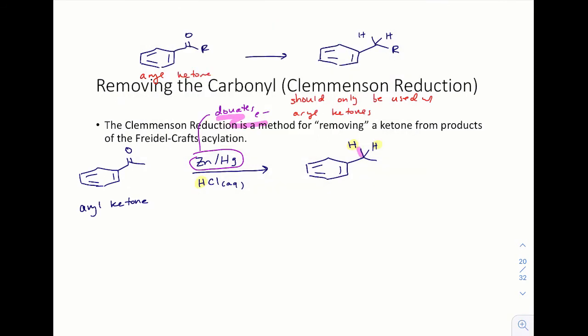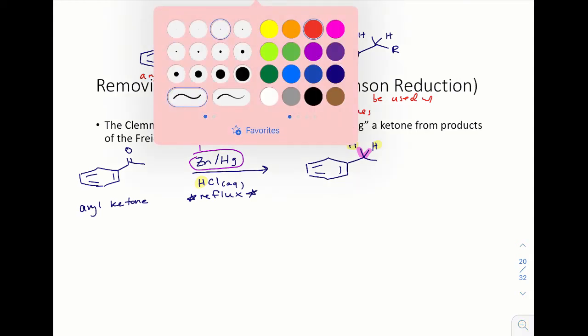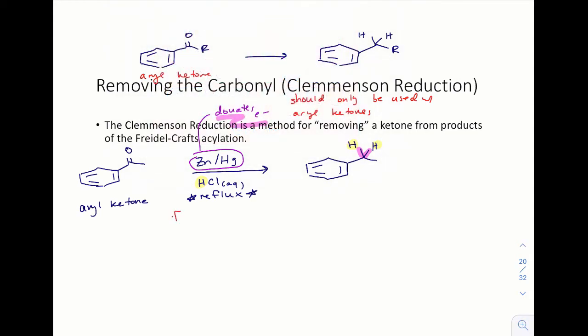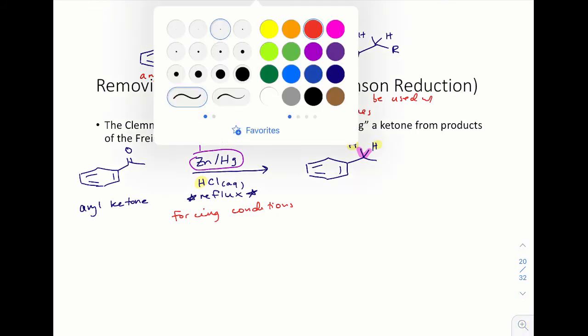The zinc amalgam is going to donate the electrons, and then the protons are going to come from the HCl. This reaction takes place under reflux, which means a boil, and that is considered pretty forcing conditions. Boiling in HCl, yeah, forcing conditions. So again, this is nice. It's a one-step reduction. So let's write a pro-con list here.